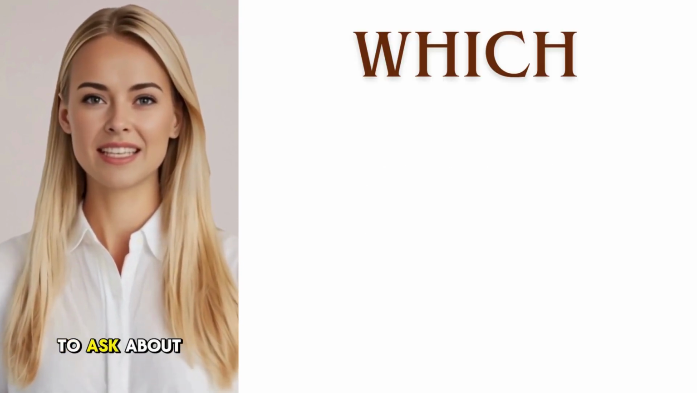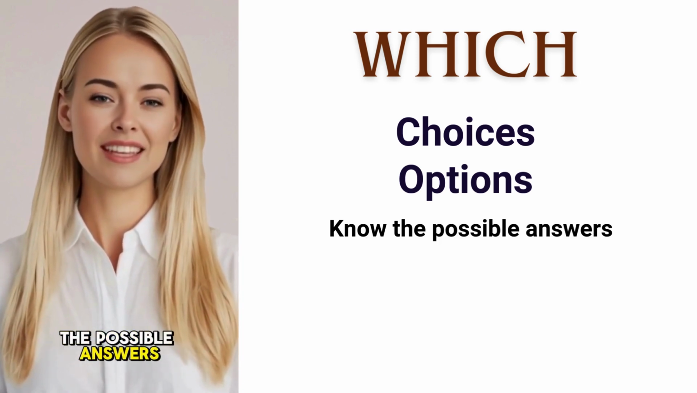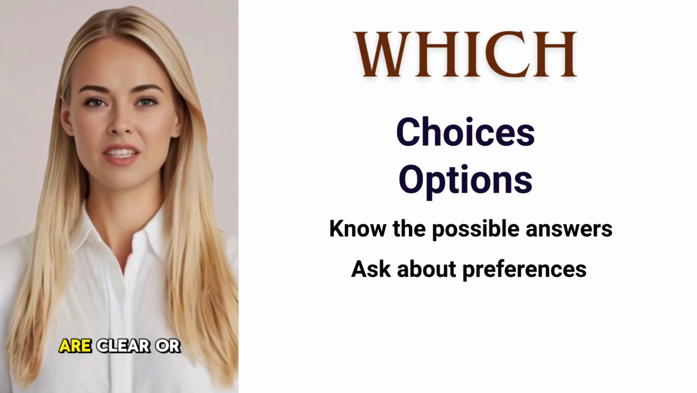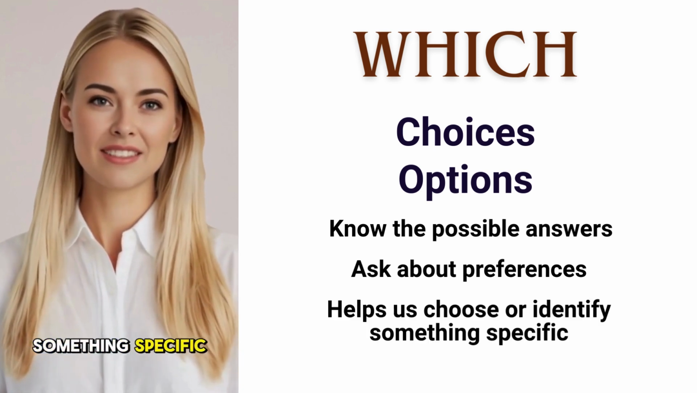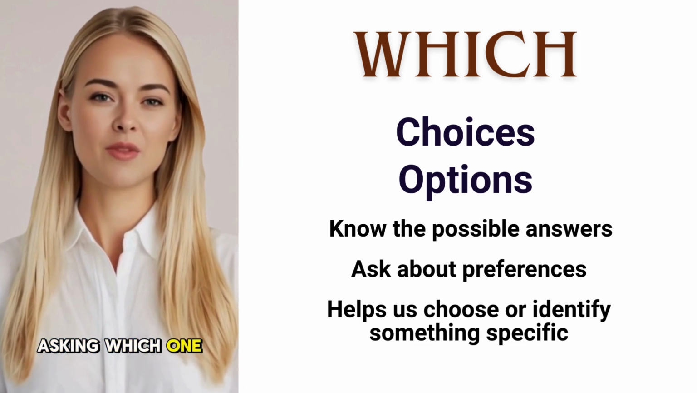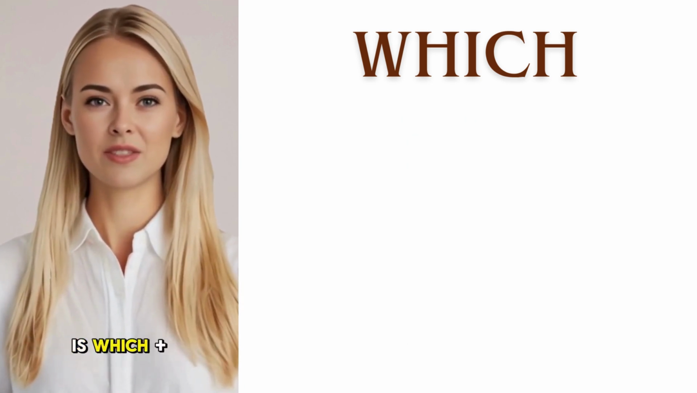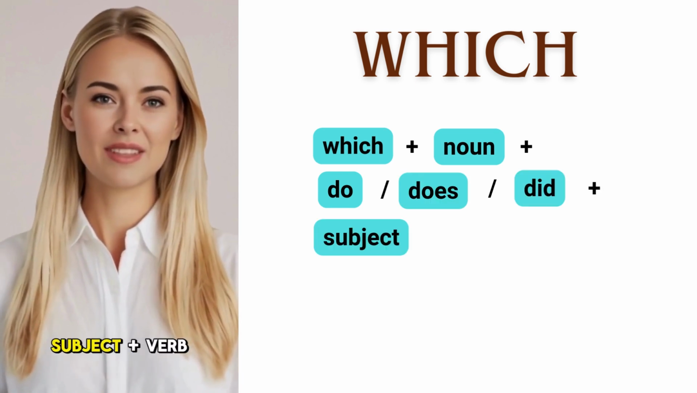We use it to ask about choices or options. It's useful when we already know the possible answers. You can also use it to ask about preferences, when the options are clear or limited, which helps us choose or identify something specific. It's perfect for asking which one when you have a list or a group to pick from. The most common structure of which is which plus noun plus do, does, did plus subject plus verb.